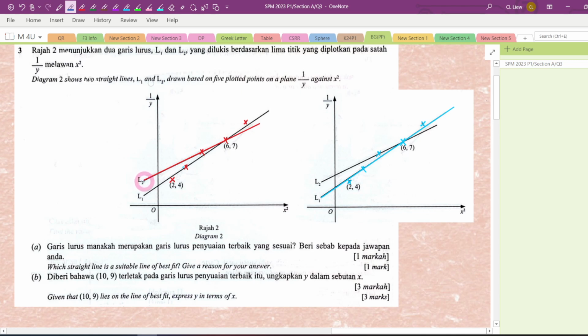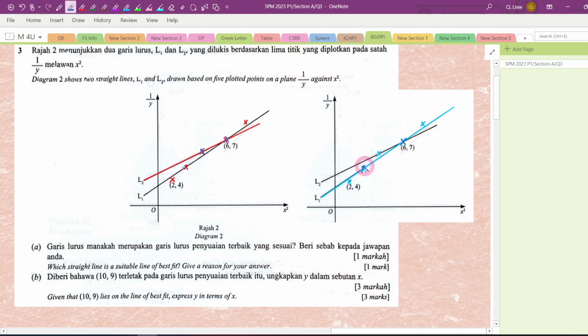Now we look at L2 first. You will notice that L2 passes through 2 points, and 1 above, 2 below, right? Whereas for L1, also the same thing, passes through 2 points, 2 above, 1 below. But you will notice that the points which are not on the line drawn, for L1, they are actually closer to the line drawn, right? Compared with L2, this is quite far away compared with this one.